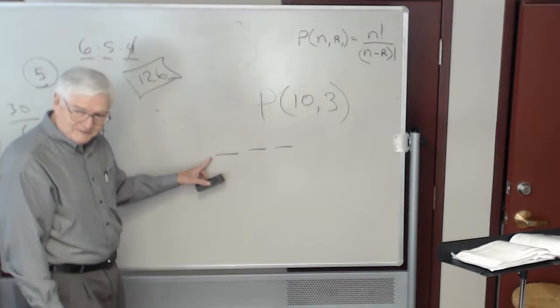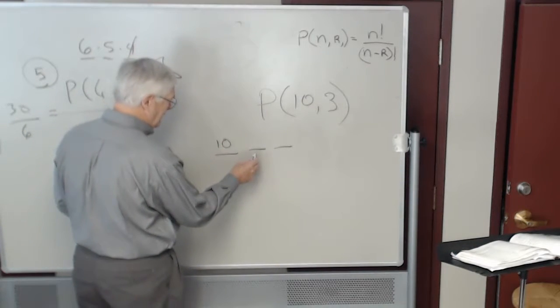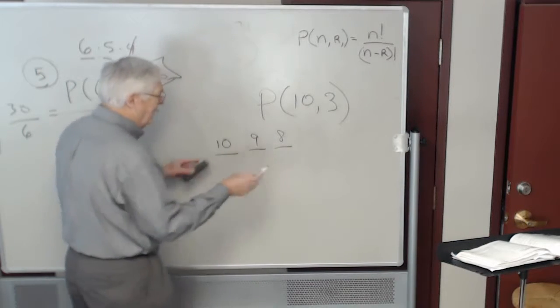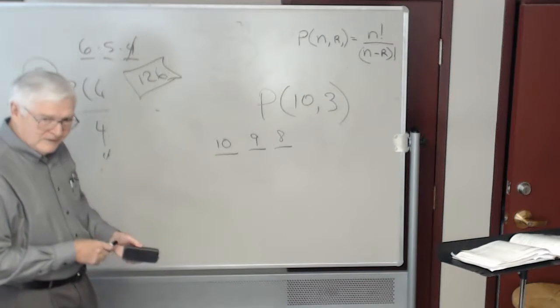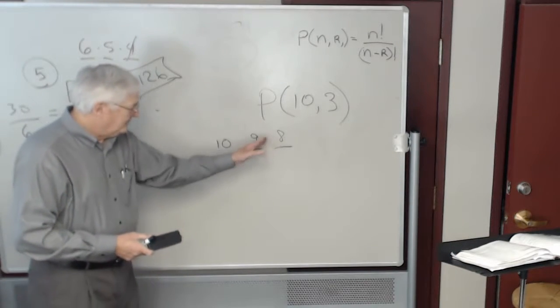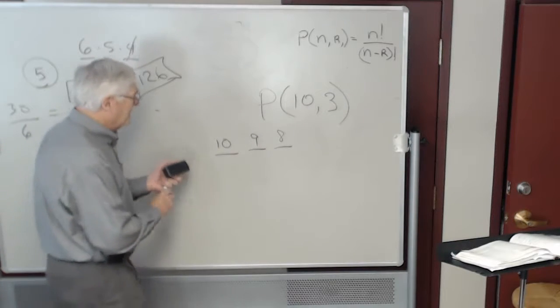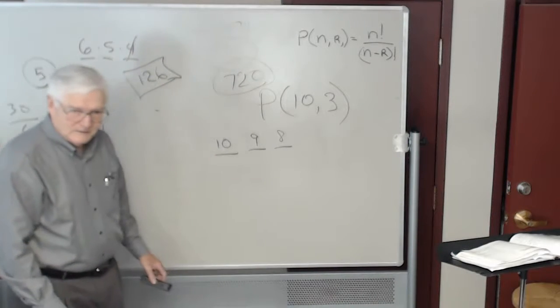How many people could come in first? 10. And how many left to come in second? 9. And how many third? 8. So how many possible ways could those 10 people come in first, second, and third? 10 times 9 times 8. 8 times 9 is 72, times 10 is 720.